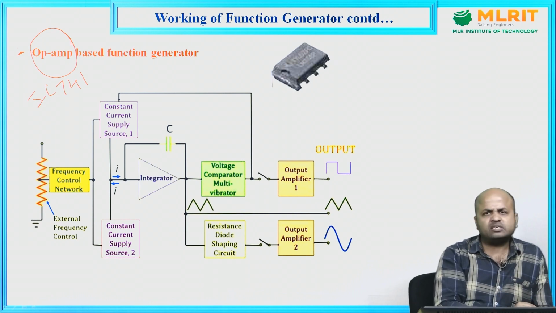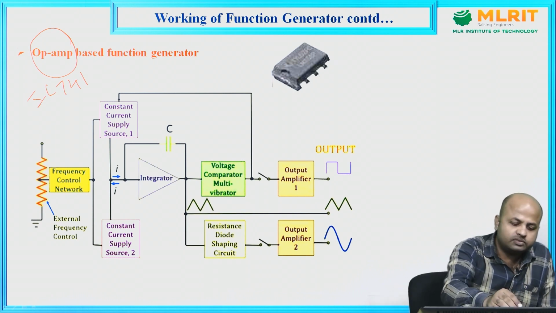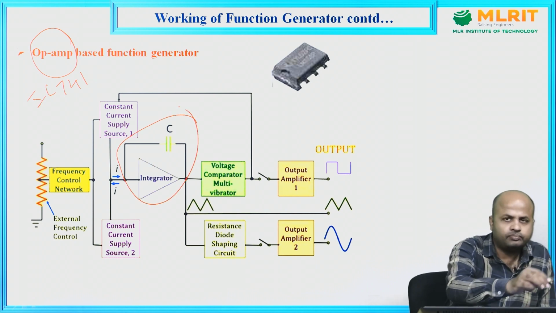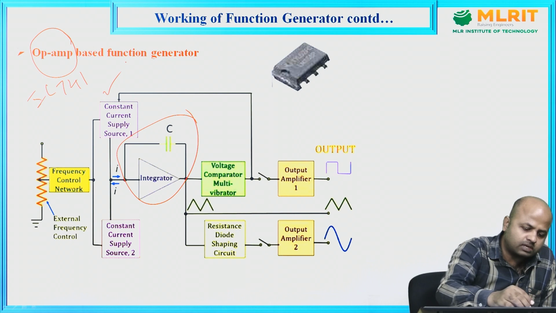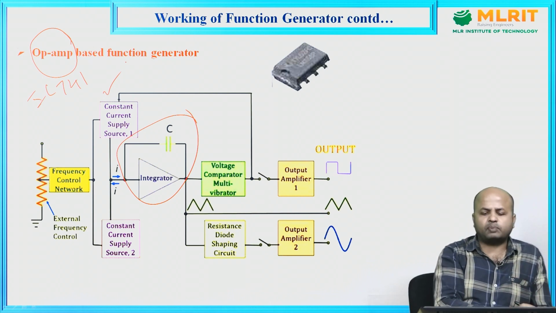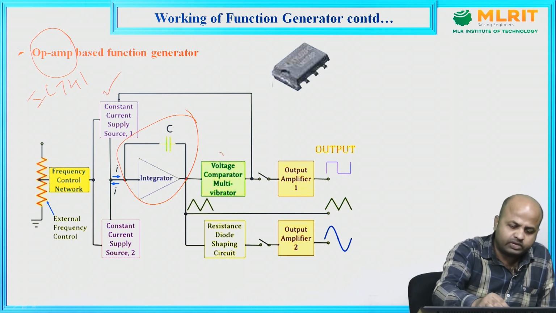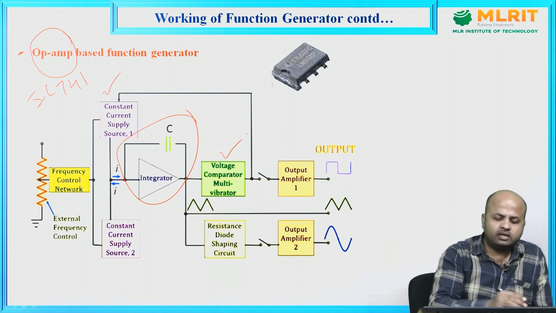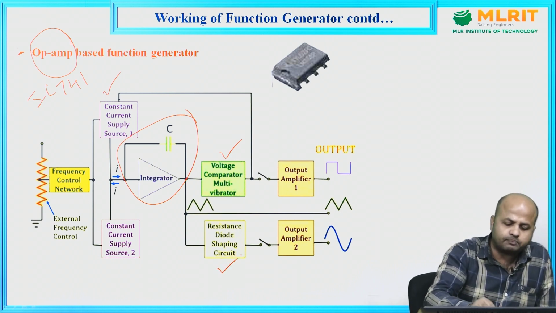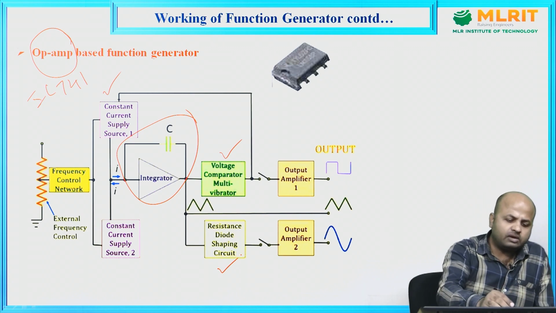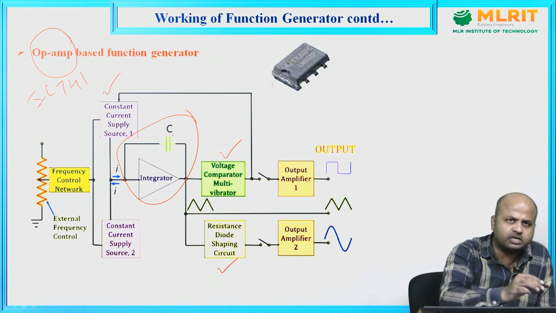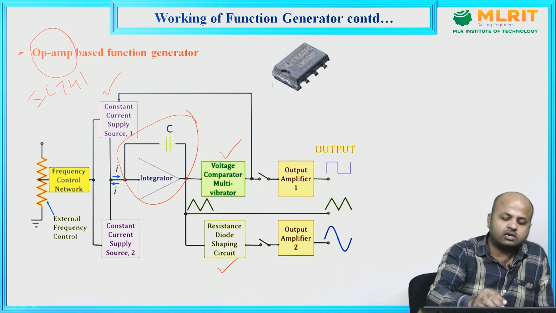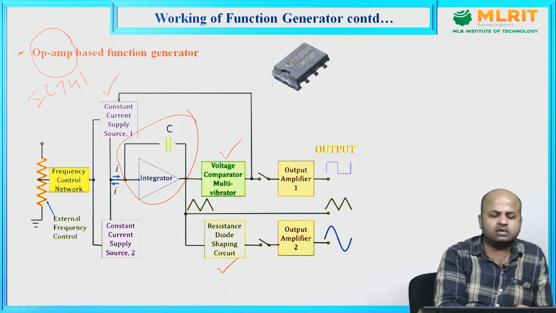In the op-amp based function generator, we can see that there is one integrator, and there is a constant current power supply. And here we can see the voltage comparator, and this is the resistance diode shaping circuit. So the op-amp based function generator consists of an integrator circuit, one comparator, one resistance diode shaping circuit and a constant current power supply.